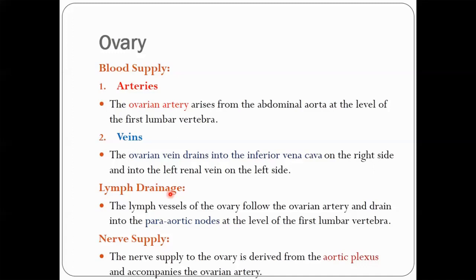Blood supply of the ovary: the ovarian artery, which is a lateral visceral branch of the abdominal aorta at the level of the first lumbar vertebra. Veins: the ovarian vein, the same as the testicular vein. The right ovarian vein drains into the inferior vena cava, and the left ovarian vein drains into the left renal vein. Lymphatic drainage is to the para-aortic lymph nodes. Nerve supply is from the aortic plexus, and the nerve fibers accompany the ovarian artery.